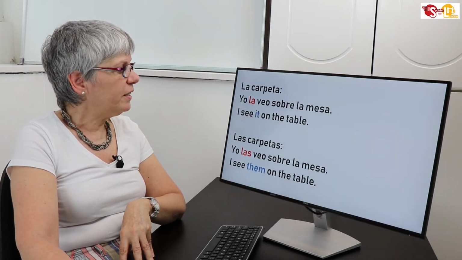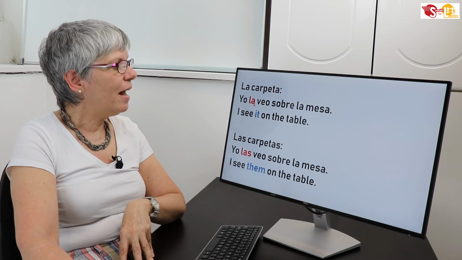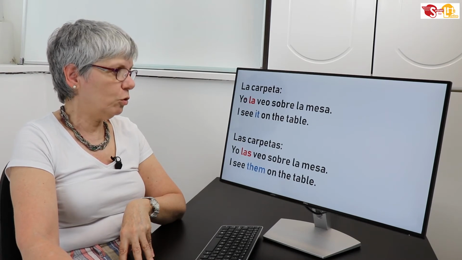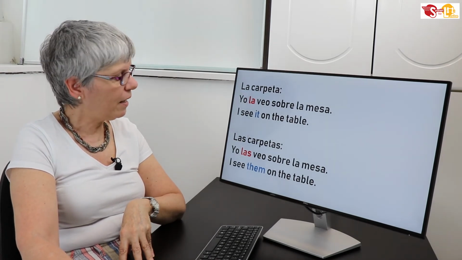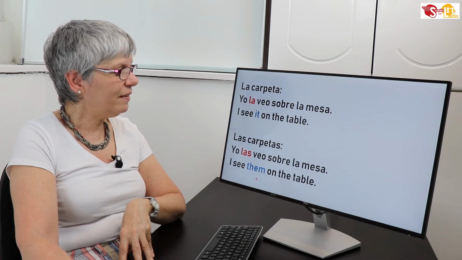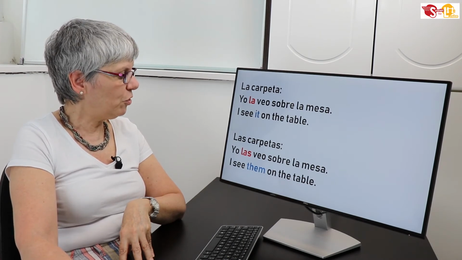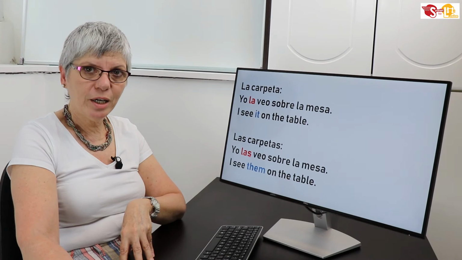Now la carpeta, the folder. Do you see the folder? Yes, I see it on the table. La veo sobre la mesa, o yo la veo sobre la mesa. But the folders, I see them on the table. Yo las veo sobre la mesa.